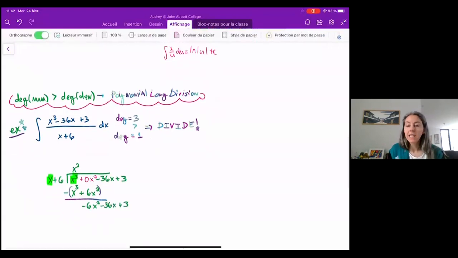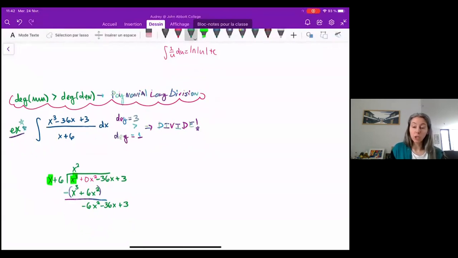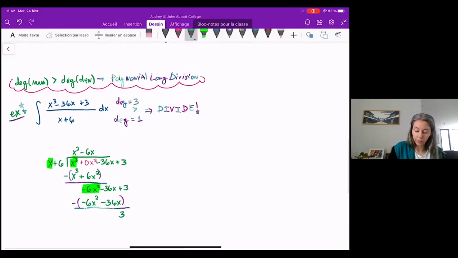I keep going until I have a remainder with a degree that is less than the original denominator. So here my degree is 2 in negative 6x squared minus 36x plus 3, and in x plus 6, it's 1. So I definitely want to keep going. So now I'm going to do minus 6x squared divided by x. And that's going to get me minus 6x that I multiply down, minus 6x squared minus 36x that I'm then subtracting. And notice both of those disappear and I have a remainder here of 3.